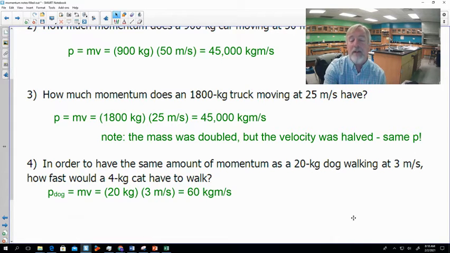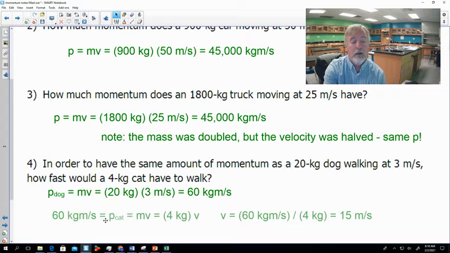So if the cat's going to have that same momentum, we just have to rearrange our momentum equation. We're going to say, what's the velocity of the cat? The velocity of the cat's going to be its momentum. I just took the momentum equation here, 60 kilogram meters per second. That's what our dog was. We want the cat to have the same momentum, mv. So 4 kilograms is our cat's mass. What's the velocity of our cat then? We can just rearrange our equation. We see 60 kilogram meters per second divided by 4 kilograms tells us our cat has to be moving at 15 meters per second. Again, hopefully obvious.